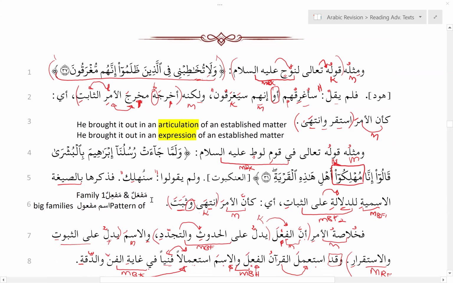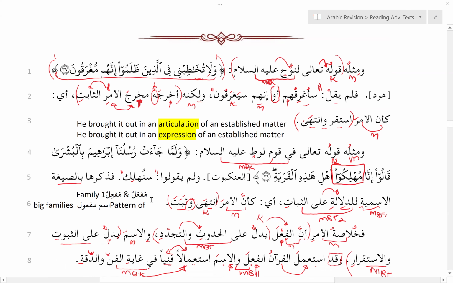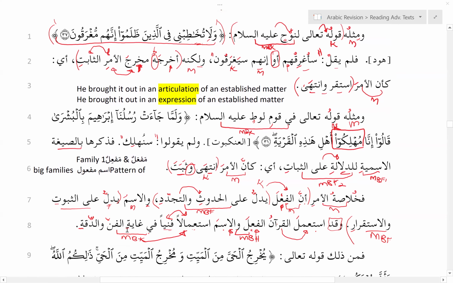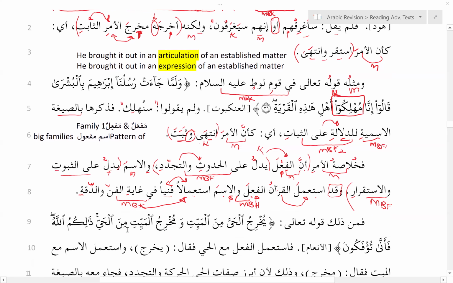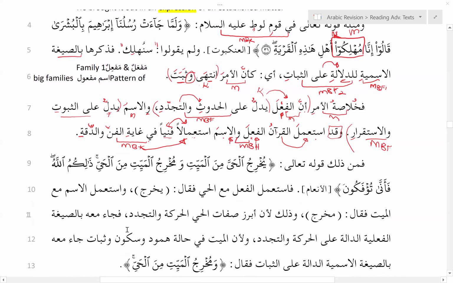And the first topic that he introduced was the usage of a fi'al, a verb, and the difference between using a verb and a noun, using a jumla fi'aliyya and a jumla ismiyya. What implication does it have? And he went on to give several examples, and we looked at those different examples. And I think we're going to continue with even more examples that he's going to give.